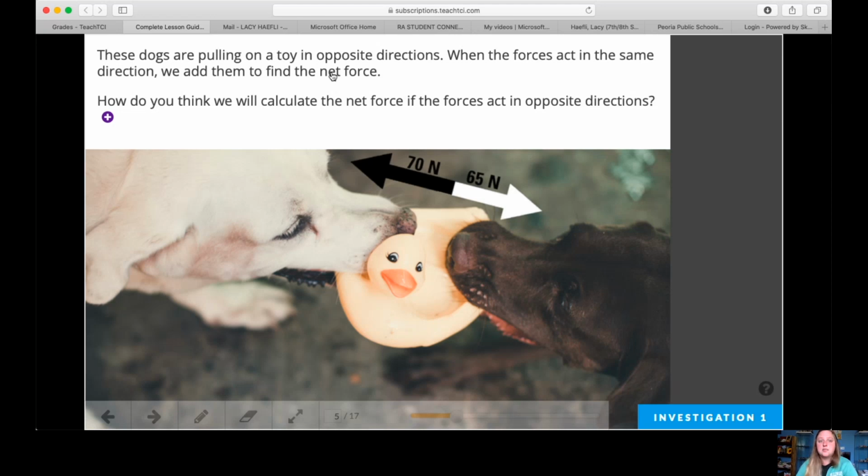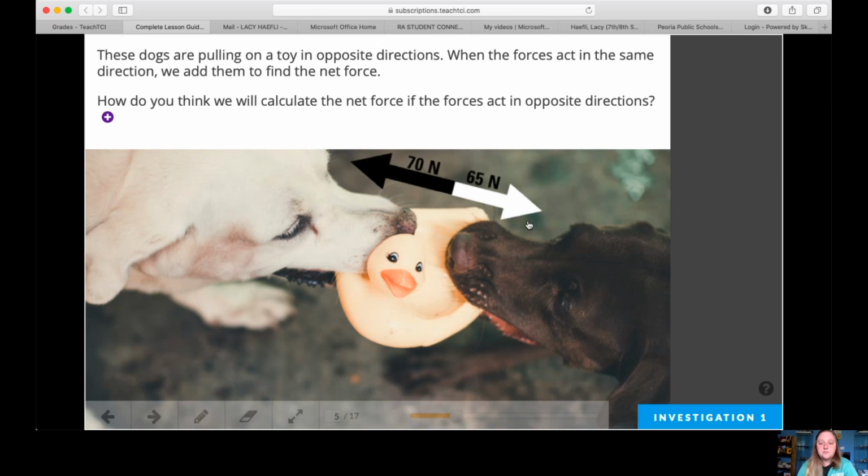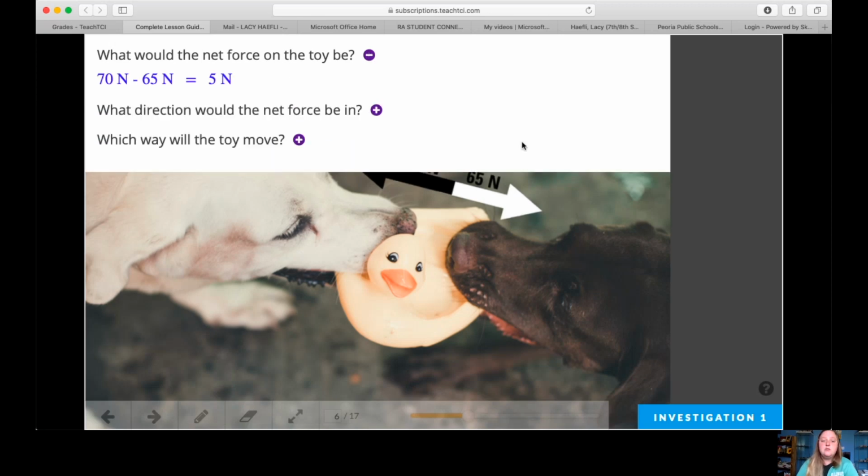Okay. So these dogs are pulling on a toy in opposite directions. So when the forces act in the same direction, we add them to find the net force. But what about, like in this example, where they're in opposite directions? Well, we actually would subtract the smaller force from the larger force. So we would subtract the 65 from 70. Okay, so what would the net force on the toy then be? So 70 newtons minus 65 newtons gets us 5 newtons.